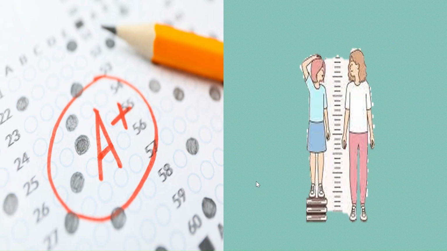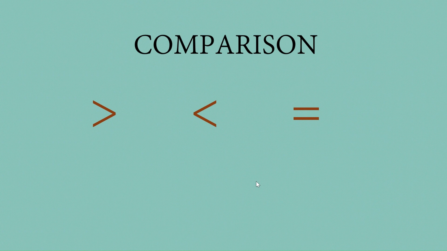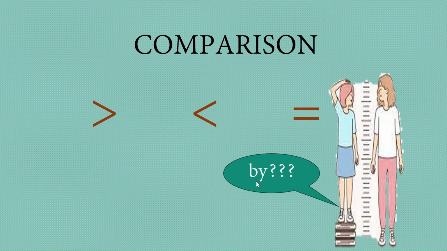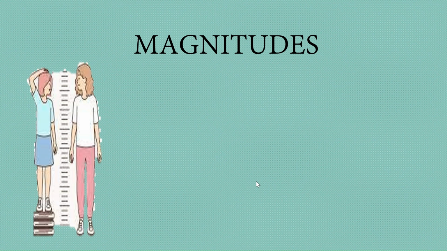But for comparison, we know that we use greater than, lesser than, or equal to signs. While comparing two students, we may say one is taller than another. But if we want to be more precise, like taller by how many units, in such a situation, we need to know the magnitudes of these two quantities. In this case, we have to know the heights of both the students. So this particular measurement is called as magnitude.